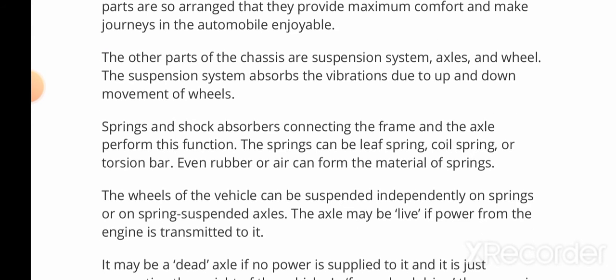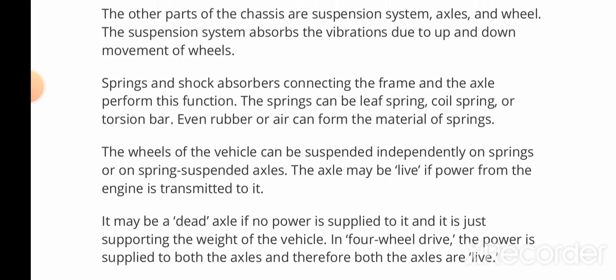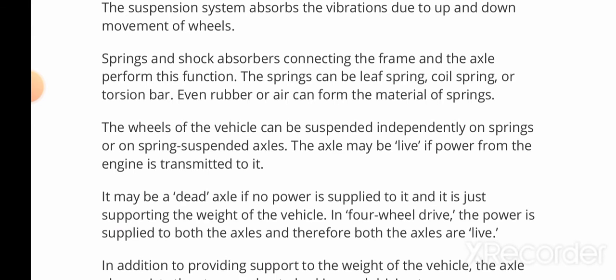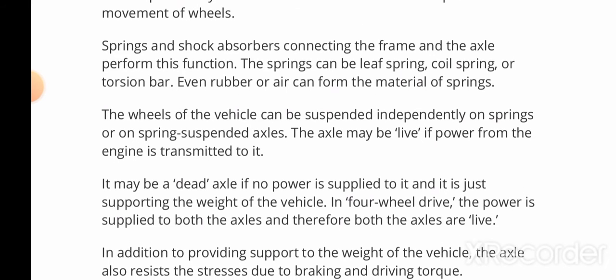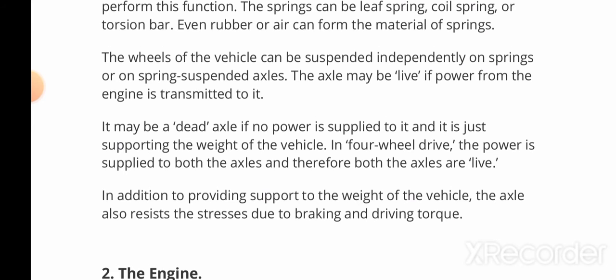The suspension system absorbs the vibration due to up and down movement of the vehicle. Springs and shock absorbers connecting the frame and the axles perform these functions. The springs can be leaf springs, coil springs, or torsion bars. Even rubber or air can form the material of the springs. The wheel of the vehicle can be suspended independently on the spring or on the spring suspended axles. The axle may be live if the power from the engine is transmitted to it.